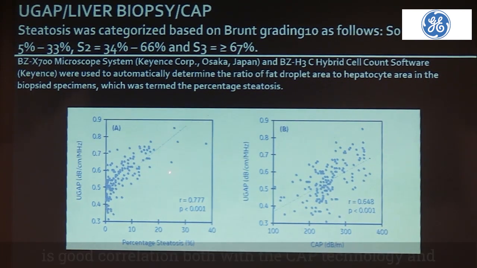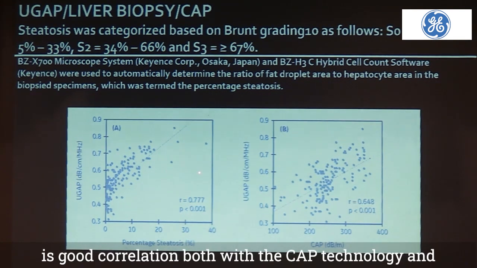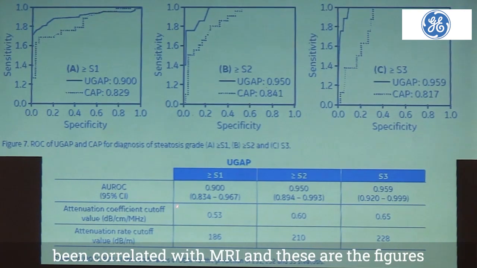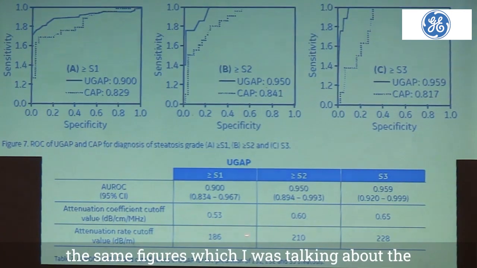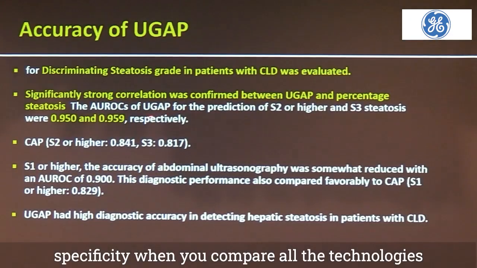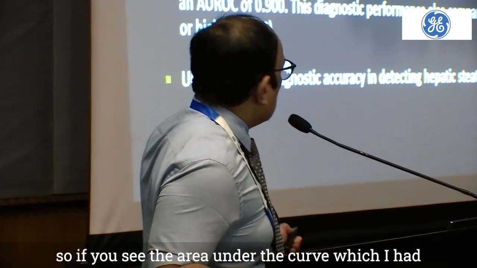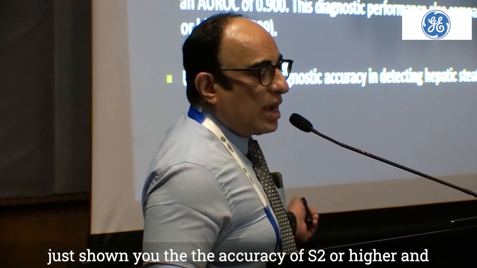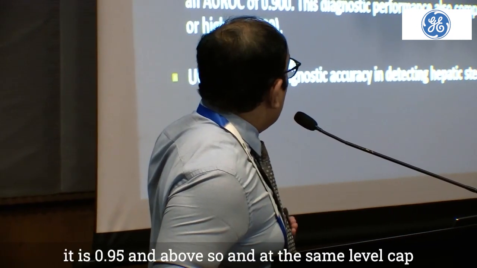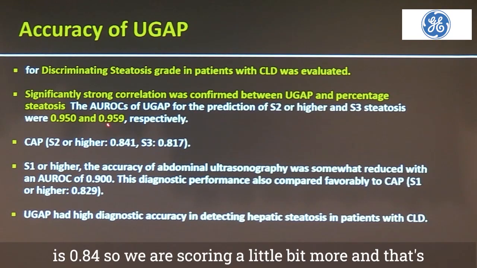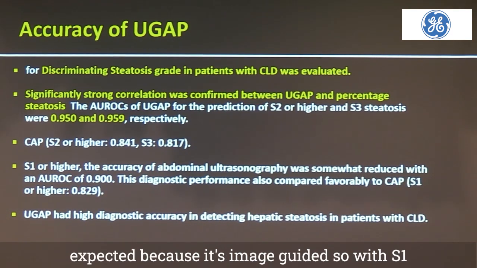So you can see that there is good correlation both with the CAP technology and also with MRI and other technologies. So this has been correlated with MRI, and these are the same figures which I was talking about, the attenuation cutoff figures, which have a very high specificity when you compare all the technologies. If you see the area under the curve, which I had just shown you, the accuracy of S2 or higher is 0.95 and above. At the same level, CAP is 0.84. So we are scoring a little bit more, and that's expected because it's image guided.